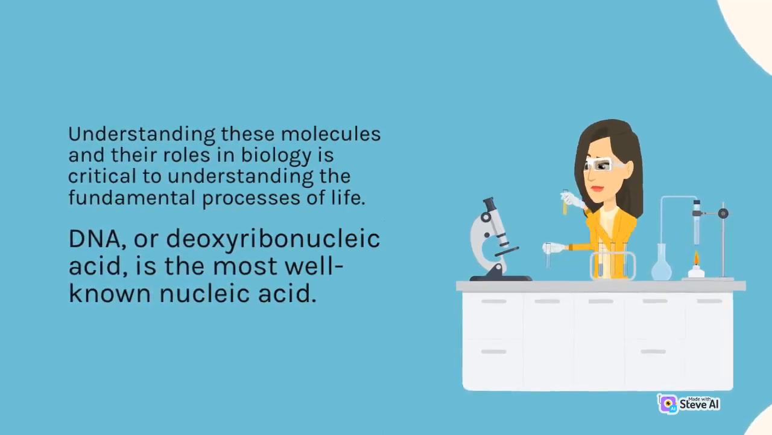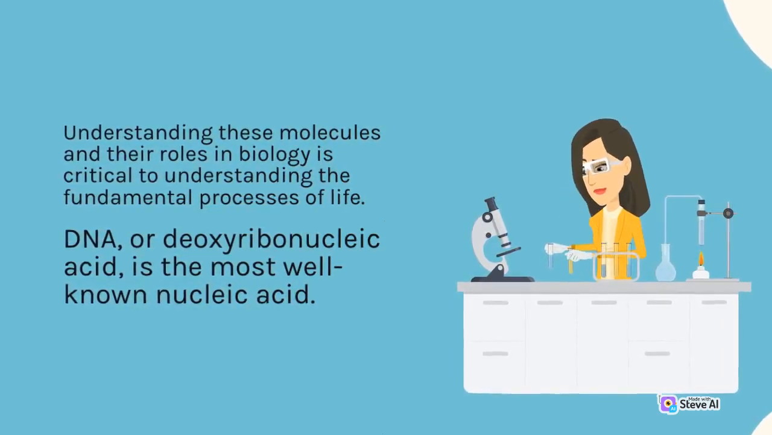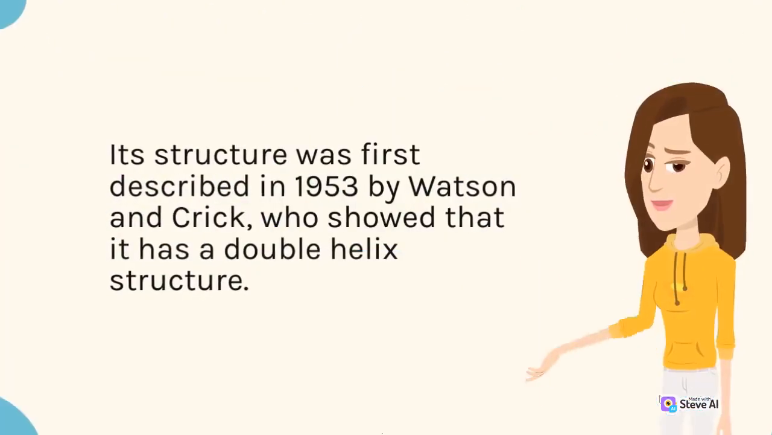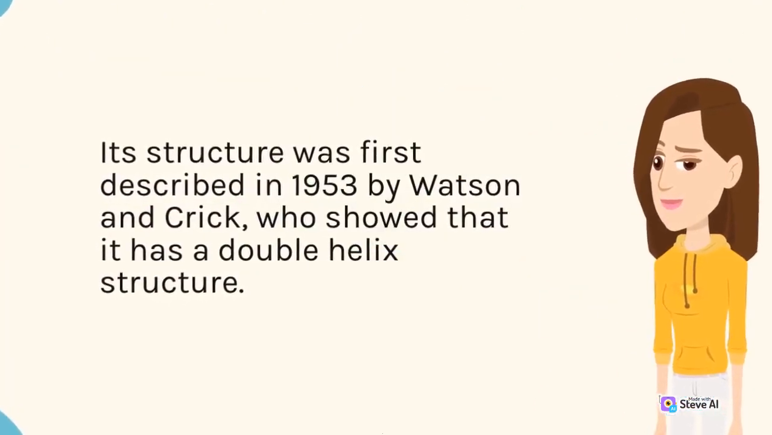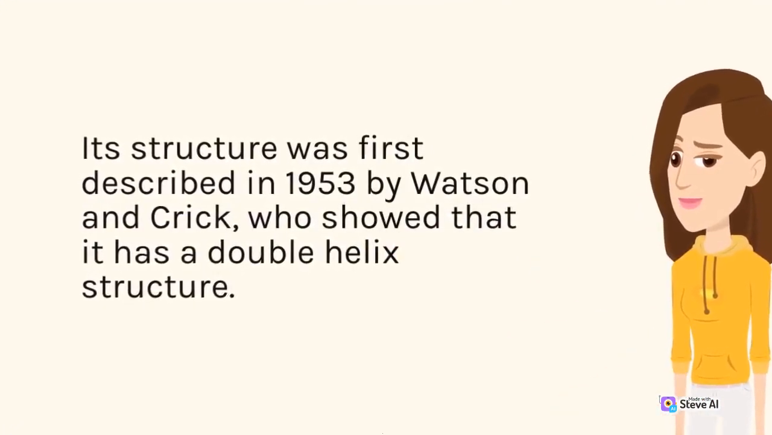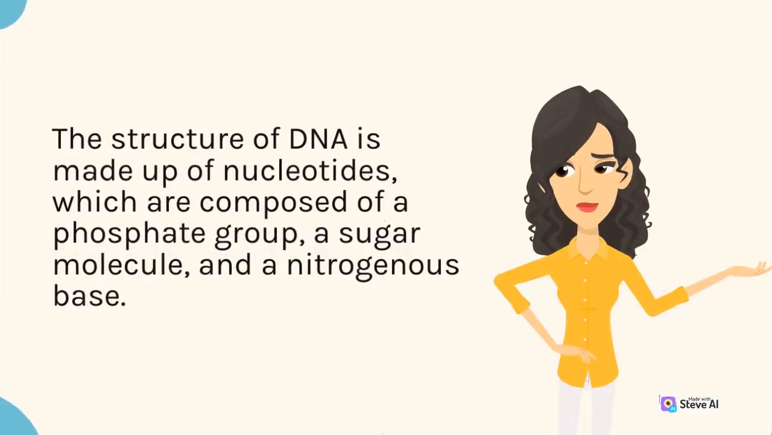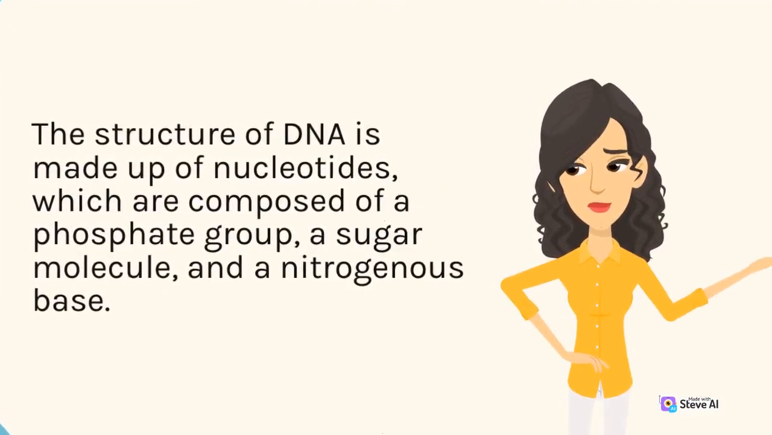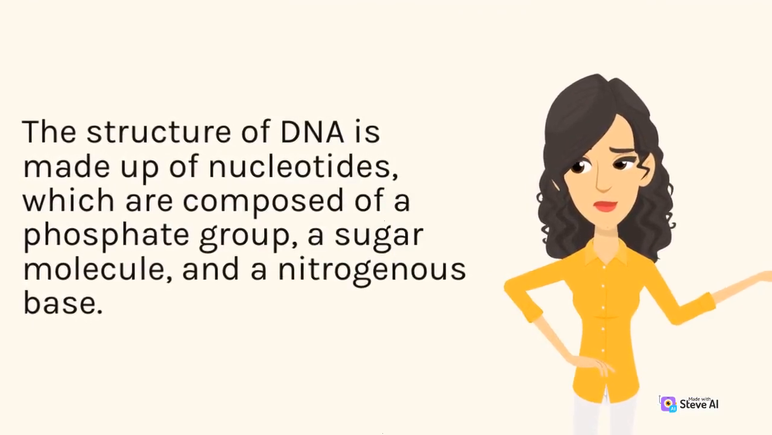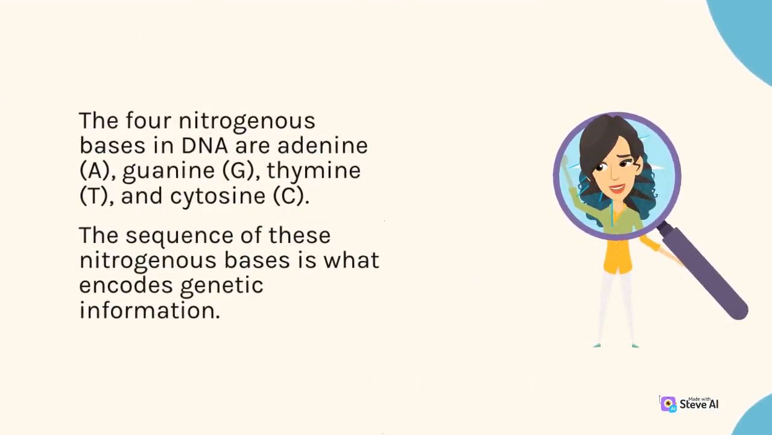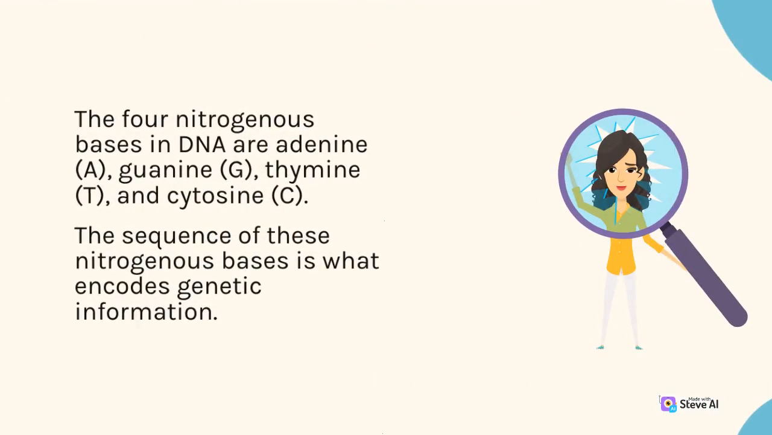DNA, or deoxyribonucleic acid, is the most well-known nucleic acid. Its structure was first described in 1953 by Watson and Crick, who showed that it has a double helix structure. The structure of DNA is made up of nucleotides, which are composed of a phosphate group, a sugar molecule, and a nitrogenous base. The four nitrogenous bases in DNA are adenine (A), guanine (G), thymine (T), and cytosine (C).